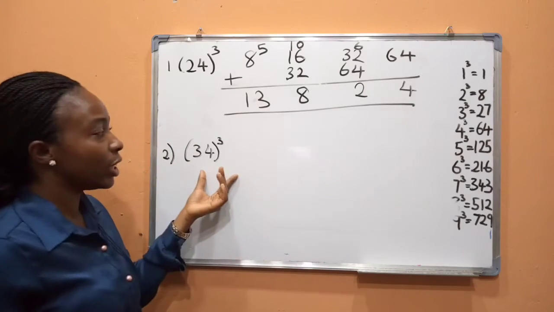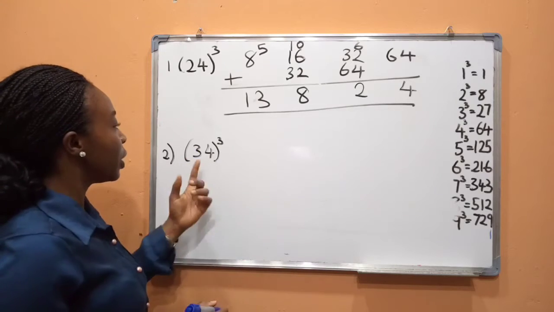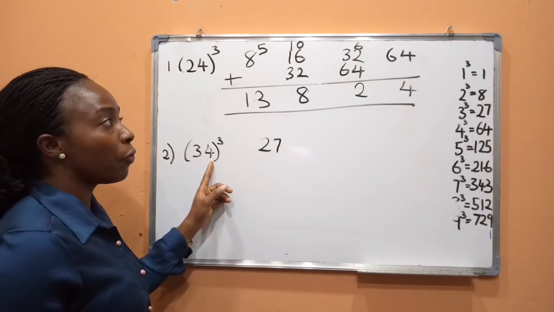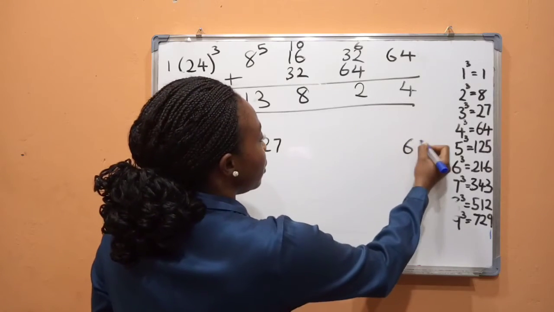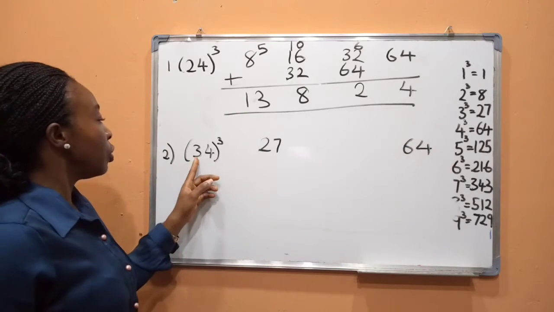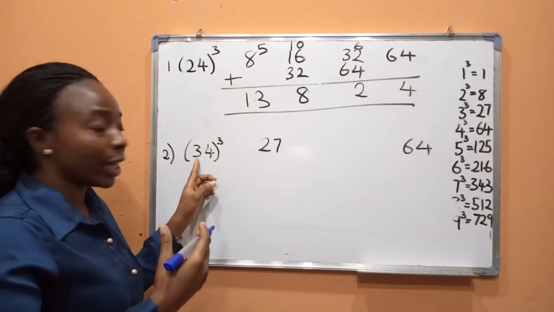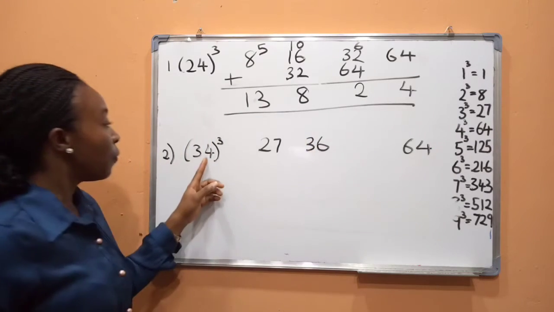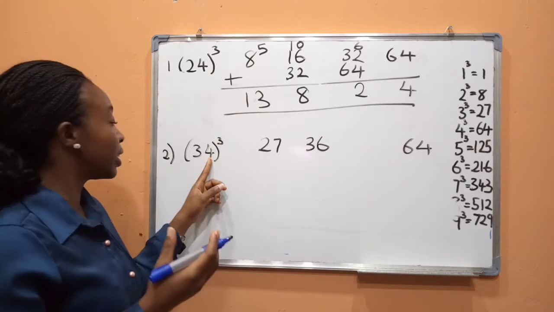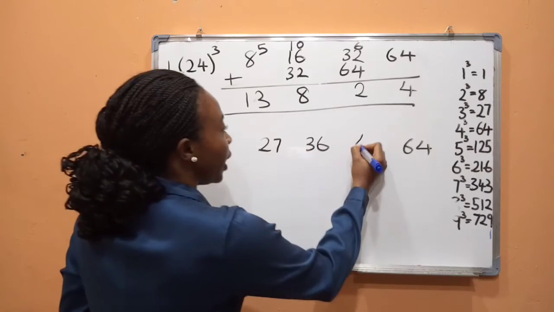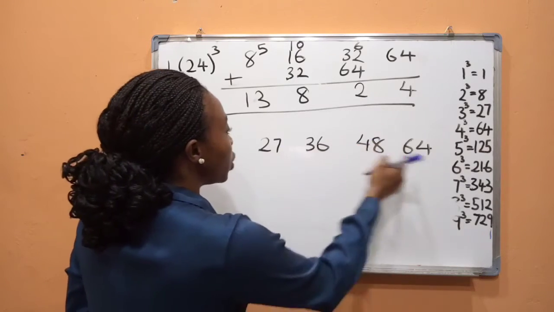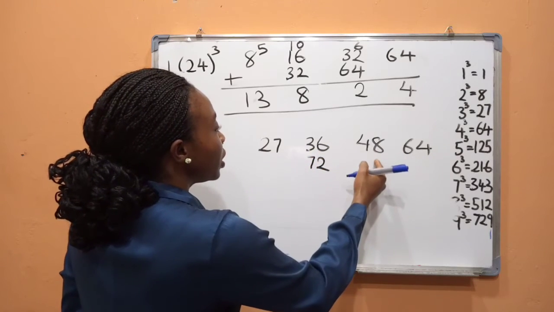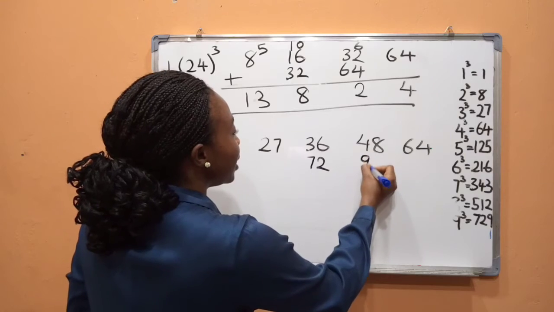Now, let's take a look at this second one. The cube of 3 is 27. And the cube of 4 is 64. Now, 3 squared times 4. 3 squared is 9. 9 times 4 is 36. And then 4 squared is 16. 16 times 3 is 48. Then ignore the first two. 2 times 36 gives us 72. 2 times 48 gives us 96.